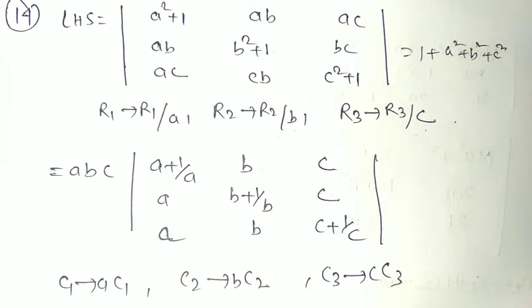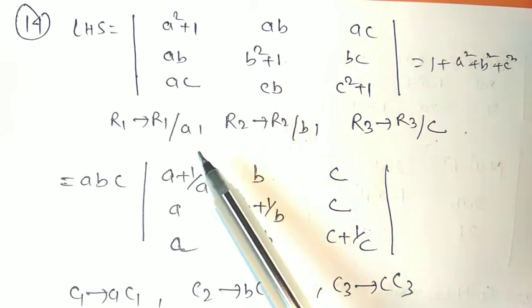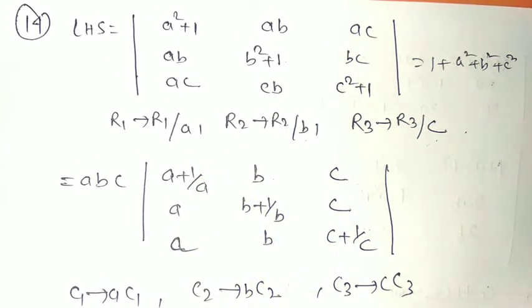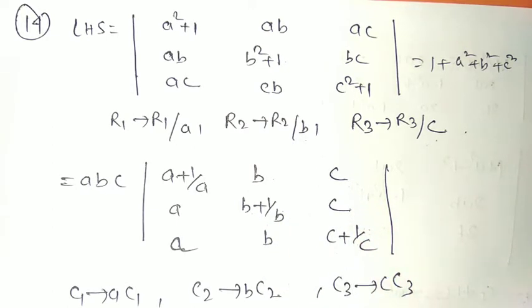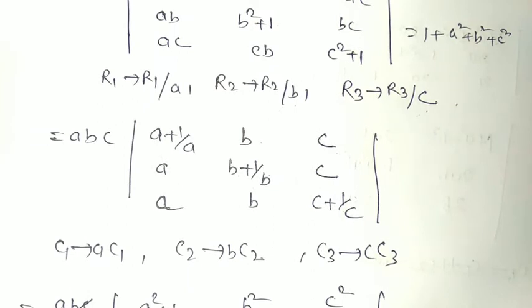Now what we are going to do is multiply column first by a. It will make it a square plus 1, a square, a square, and we multiply column second by b. It will make it b square plus 1, b square. Again column third by c, giving c square and c square plus 1. So we are operating on the first, second, and third columns: C1 equals a C1, C2 equals b C2, C3 equals c C3.